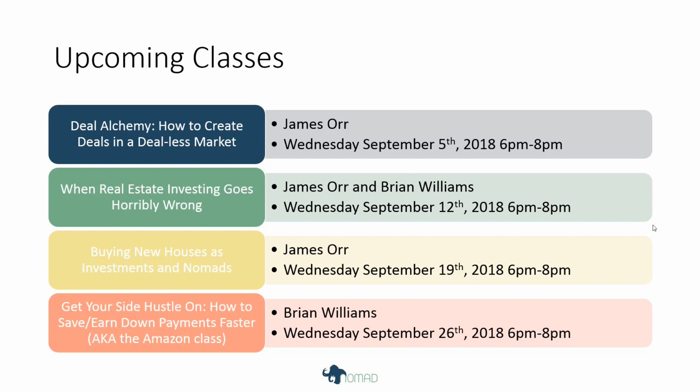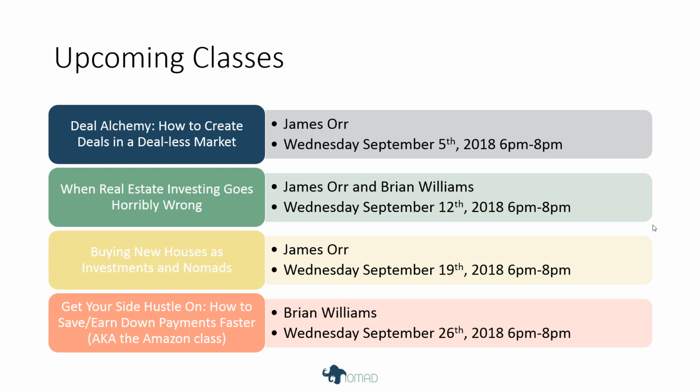Coming up for classes next Wednesday, James is teaching a class on how to create deals in a deal-less market. James, other than being amazing, how is that class going to be? It's going to be amazing. The class is based on the return on investment quadrant and how to move returns from one quadrant to another. If you're struggling with cash flow deals, which is what I think most people are complaining about, because they can't find cash flowing deals, we will show you how to move areas of return from depreciation or debt pay down or appreciation to the cash flow quadrant of the real estate return on investment quadrant.